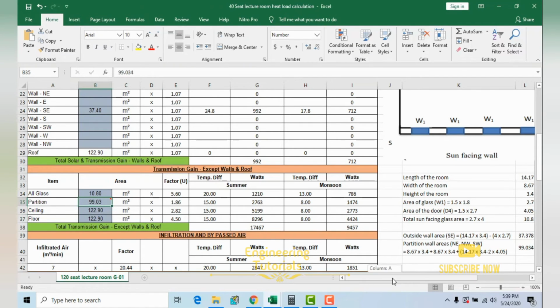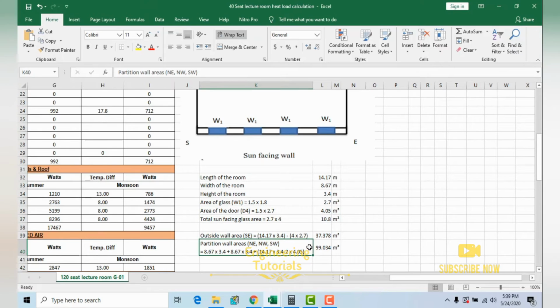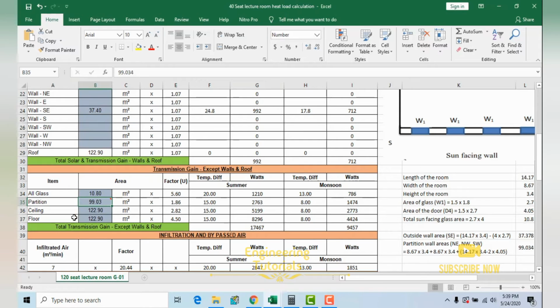And the partition wall area we already calculated here. As you can see, this is the partition wall area, 99.034. Ceiling area is same as our room area and floor area is same as our room area. So now the last thing which we have to calculate here is the temperature difference, because we are going to use the UA delta T formula to calculate the load requirement of transmission gain through the glass, partition wall, ceiling and the floor. We know A, we know U, we have to calculate delta T.